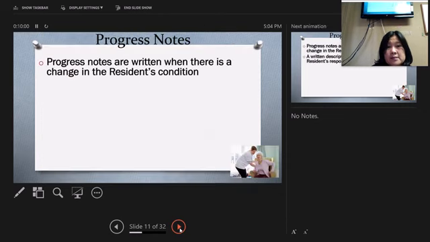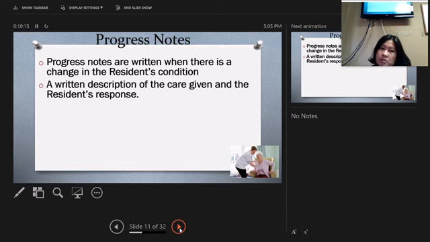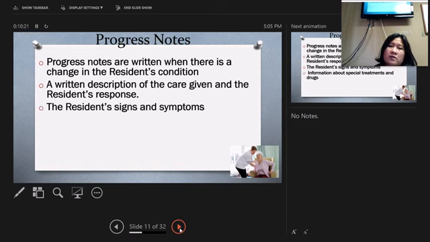Your progress notes. Some places you work will ask you to write a progress note only if something happens or if there's a change in the person. You only write pertinent negative information or things that have happened that are a difference for the patient. But some places don't have progress notes at all for you to write. But it is a written description of the care that you gave and the resident's response to that care.